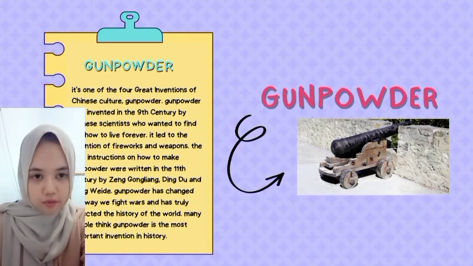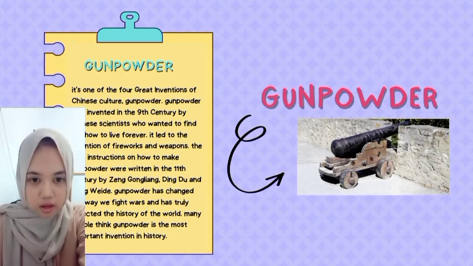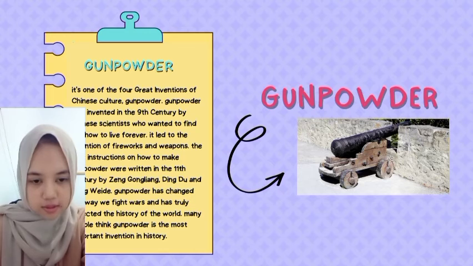It's one of the four great inventions of Chinese culture, gunpowder. Gunpowder was invented in the 9th century by Chinese scientists who wanted to find out how to live forever. It led to the invention of fireworks and weapons. The first instructions on how to make gunpowder were written in the 11th century by Zeng Gongliang, Ding Du, and Yang Weide. Gunpowder has changed the way we fight wars and has truly affected the history of the world. Many people think gunpowder is the most important invention in history.